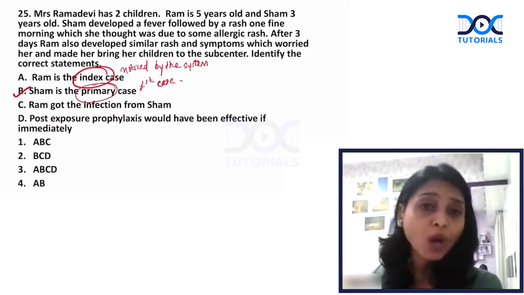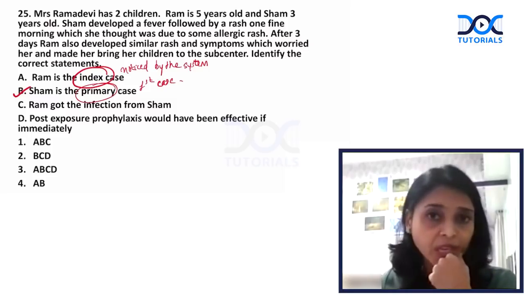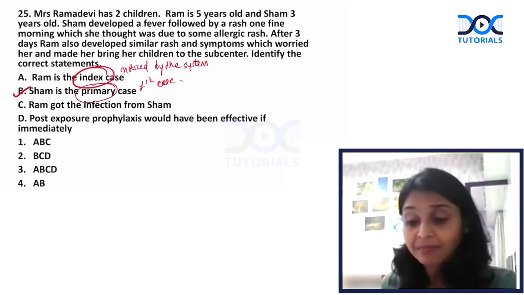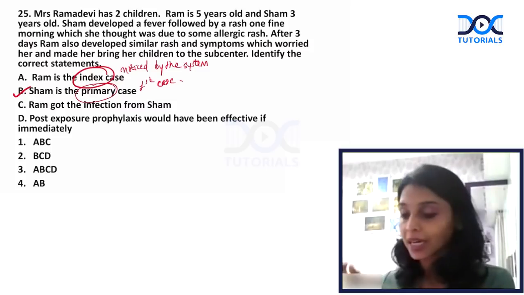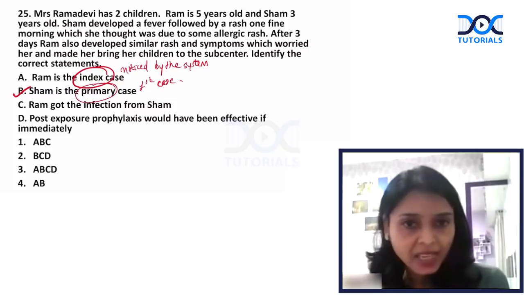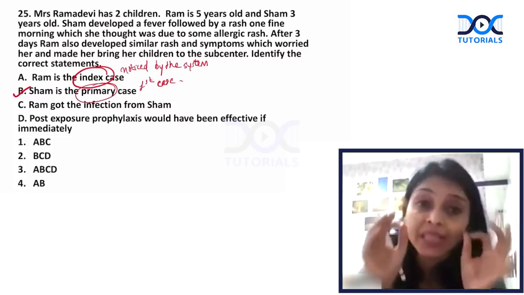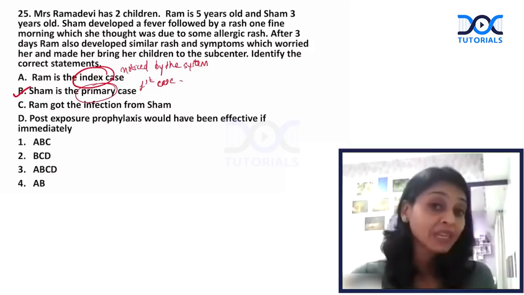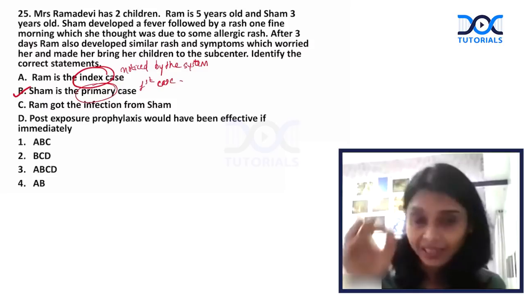Both were taken to the hospital together. So naturally, the doctor will ask, right? Who developed the disease first? And the mother will say Sham, which means Sham developed the disease first. So naturally, the doctor will write only Sham as the index case. Am I clear? It's not the case that was noticed by the mother. Please listen. It is not the first case that was noticed by the mother, but the first case that was noticed by the health system.